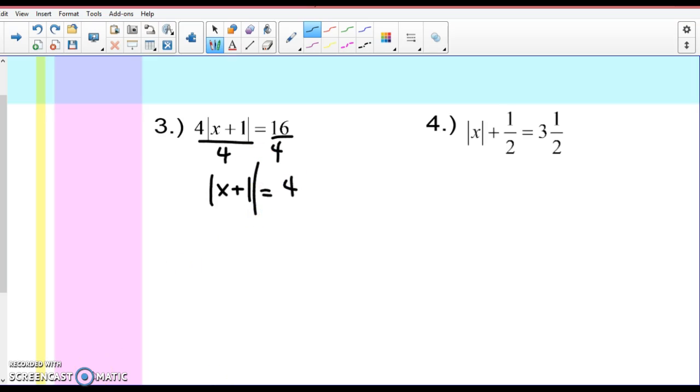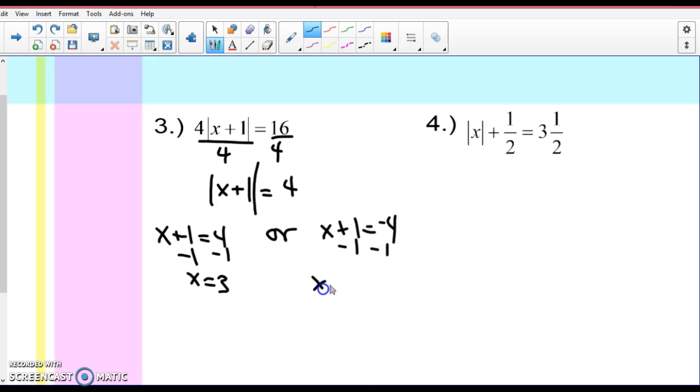Now, I need to rewrite this. How do I rewrite this to solve it? Lily? Or, correct, x plus 1 can be 4, or x plus 1 can be negative 4. Solve this. So x is 3, and x is negative 5. There's my 2 answers, negative 5 and 3.